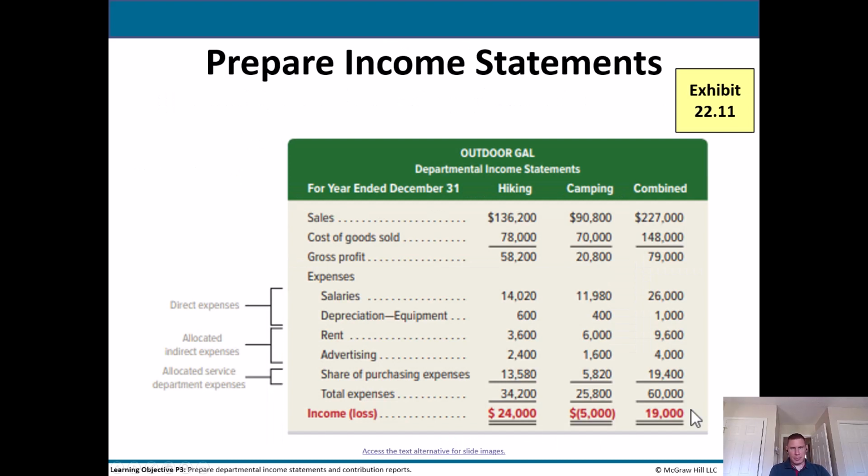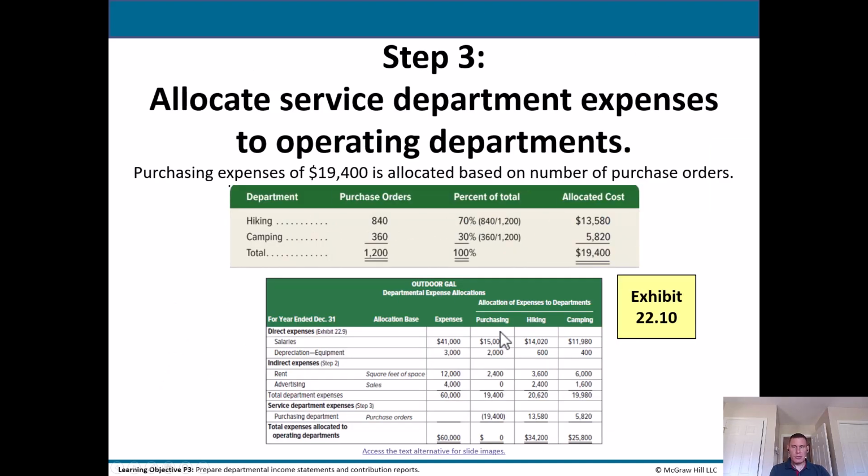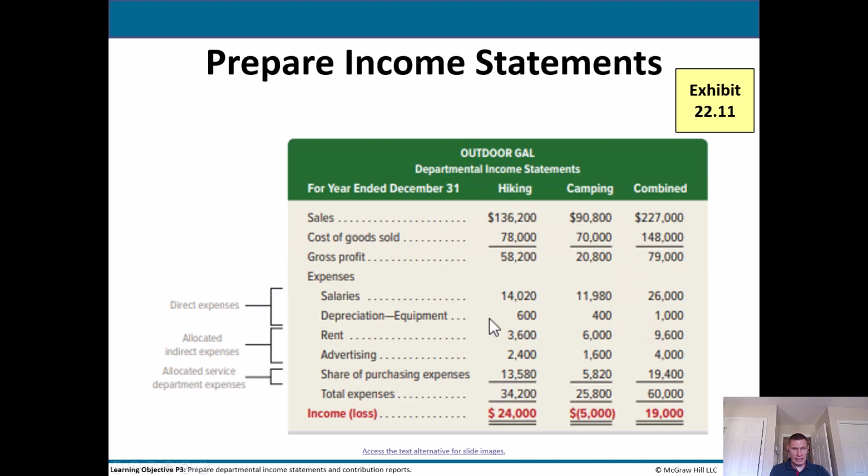Once we've done that, we can prepare our income statements. So we have hiking and camping. Obviously, there's no income statement for purchasing, because remember, purchasing is a cost center. So we have our hiking and camping, and then we've got our totals on the right. And then we've got all the amounts that we allocated. So we can see here that hiking is making 24,000. Camping appears to be losing 5,000.